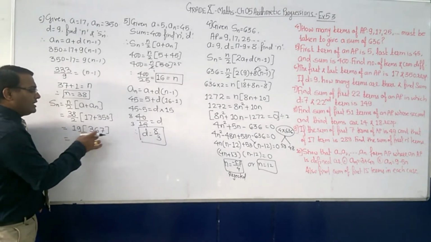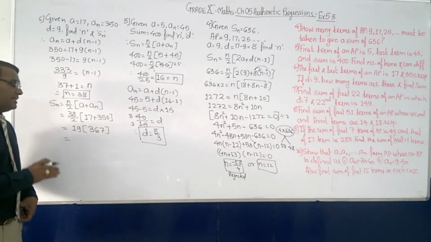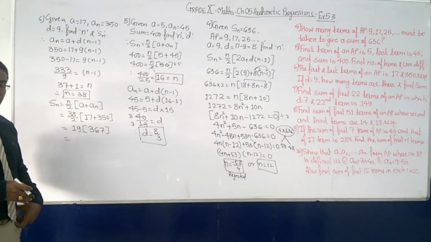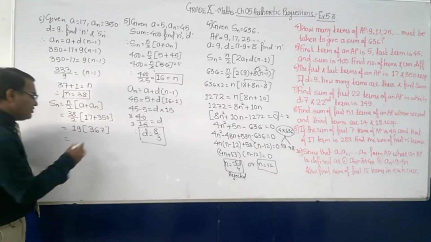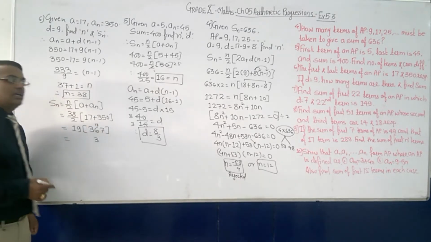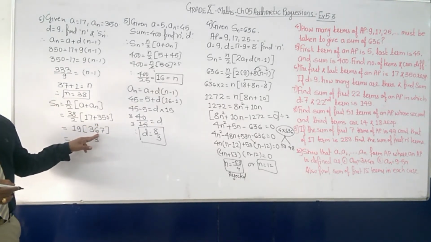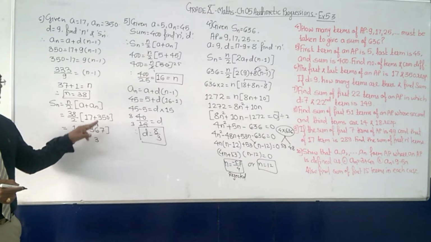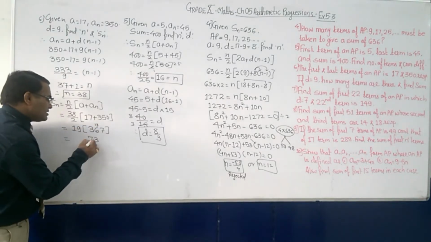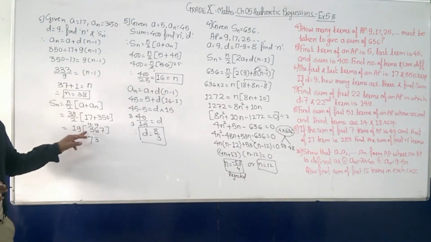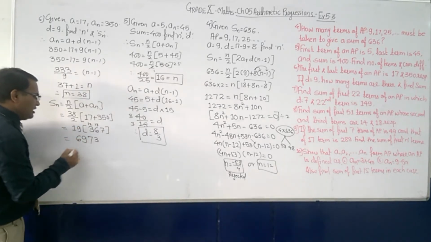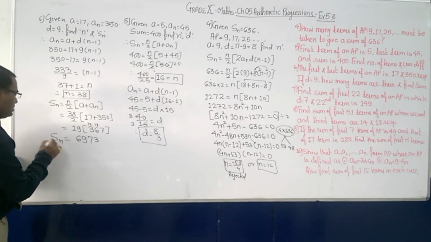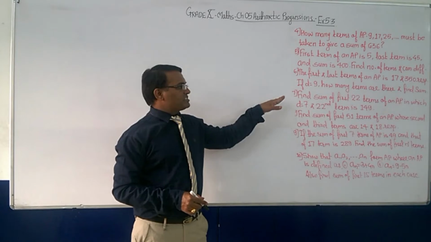What is 19 times 367? 19 sevens are 133, so 3 carry 13. Then 19 sixes are 114, 117, 127. So 19 threes are 57, plus 12, 69. So what is Sn? Sn is equal to 6973.